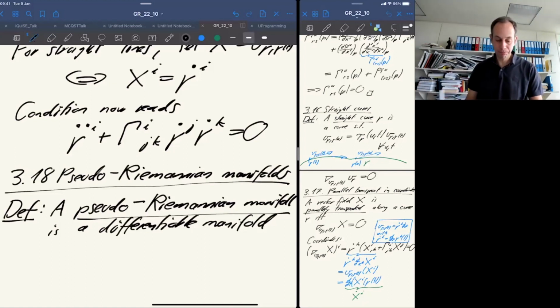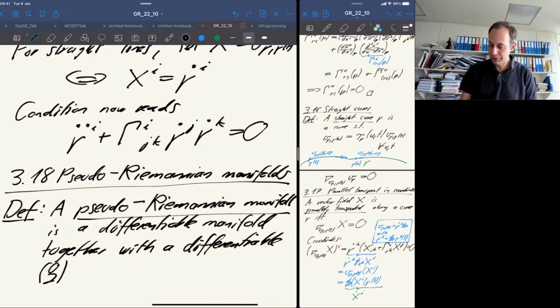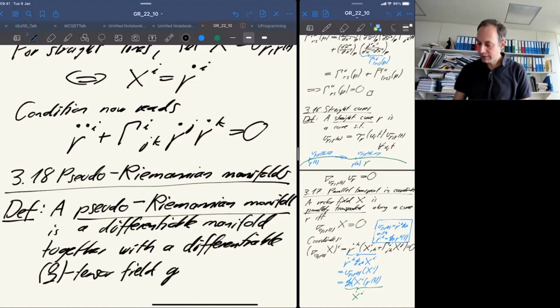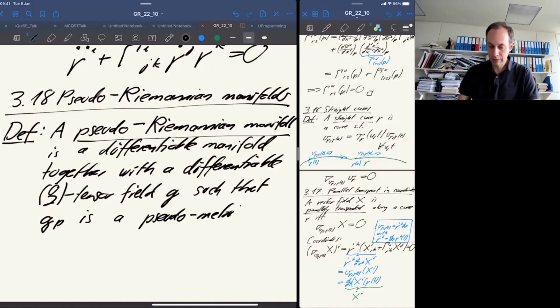Okay, so the additional element is the following: together with a differentiable zero-two tensor field, which we call G, such that G_p, so G_p just means the tensor field evaluated at p, so it's a tensor on the tangent space at p, is a pseudo metric on T_pM at any p.